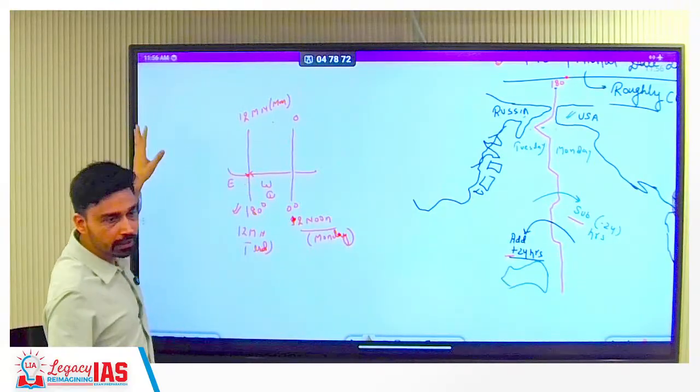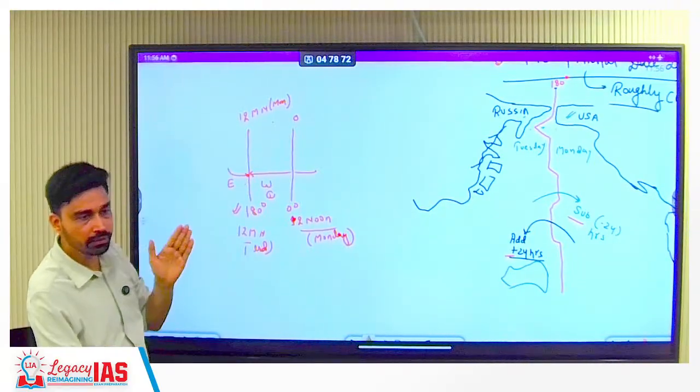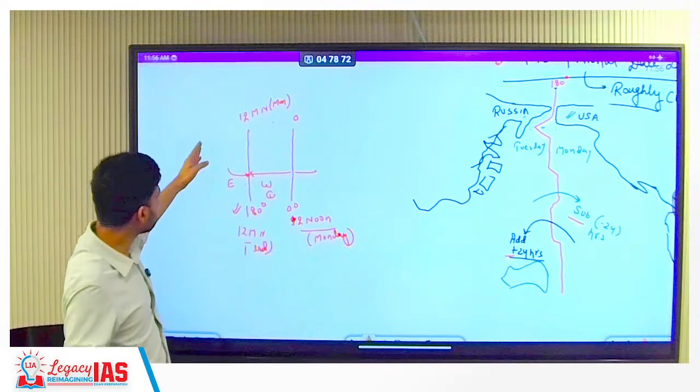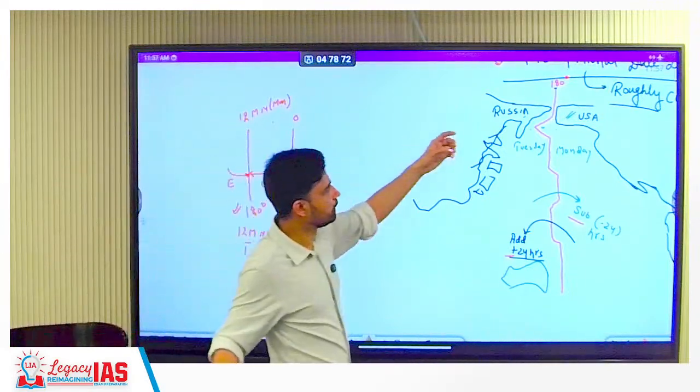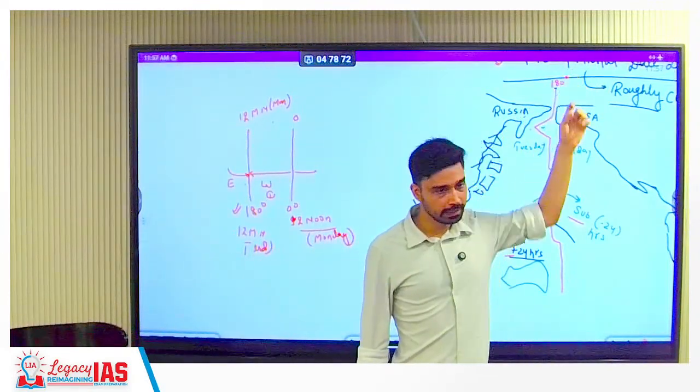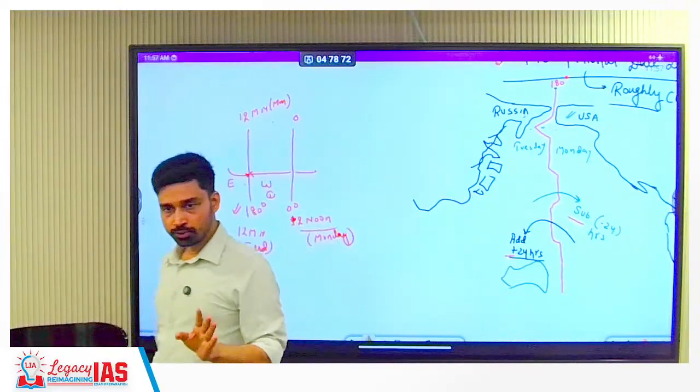This could be anywhere in the world. But because 0 degree we have taken as a reference point, that's why the international date line is drawn near the 180 degrees. Understood? This is the logic.